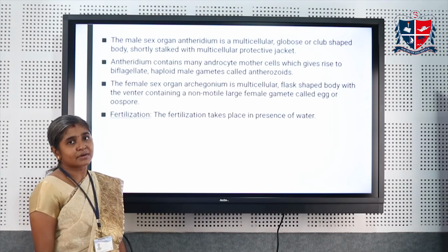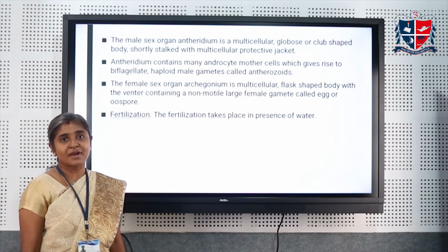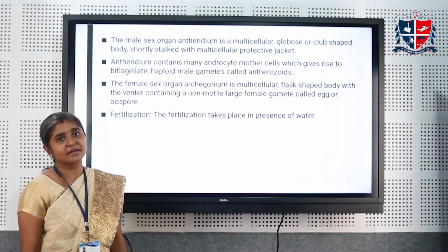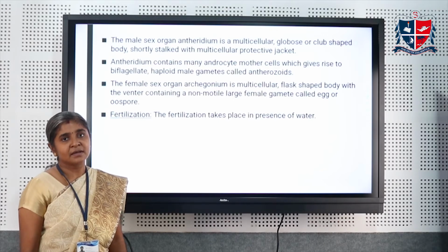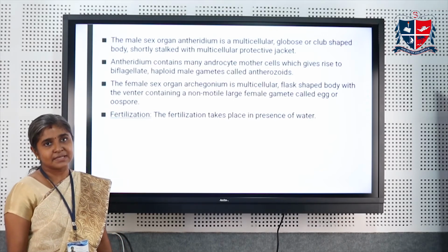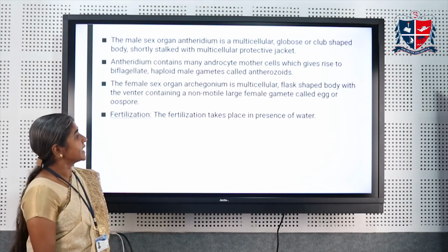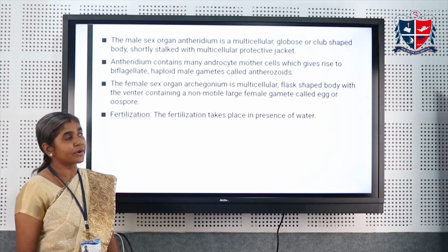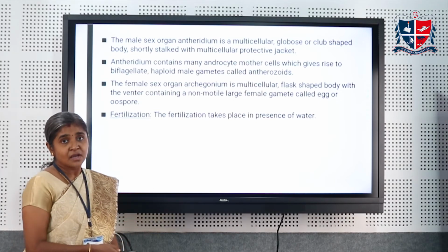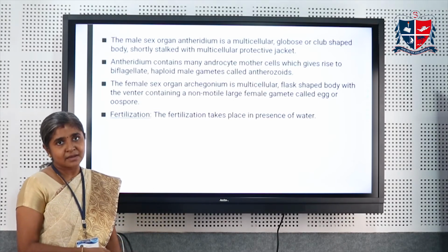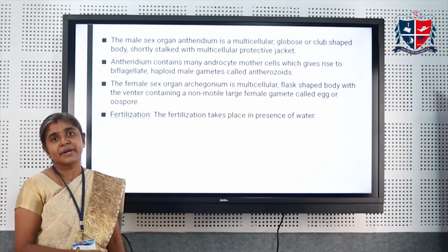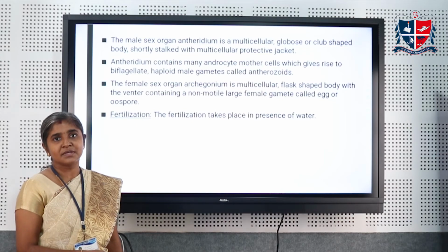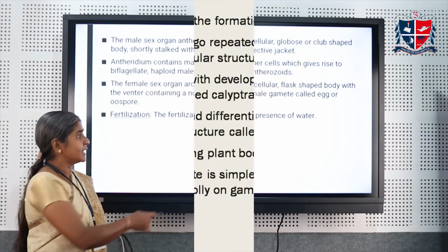The female sex organ is archegonium, which is a flask-shaped structure. It has got a venter region and a narrow neck. The venter region bears the egg. At the time of fertilization, the male gamete, that is the anthrozoid, swims towards the female gamete, which is the egg, and this is facilitated by the presence of water. That is why water is said to be necessary for the survival or completion of the life cycle.